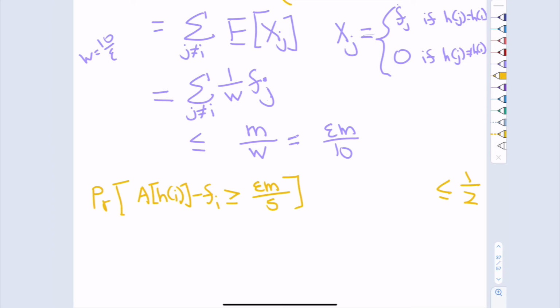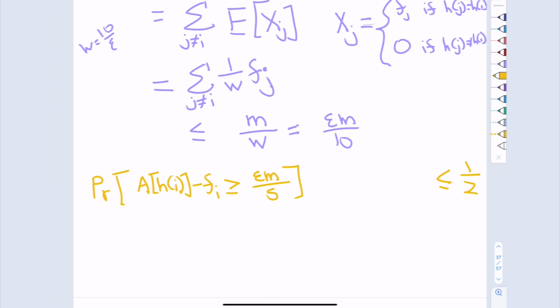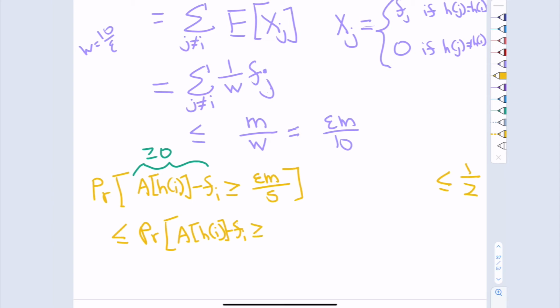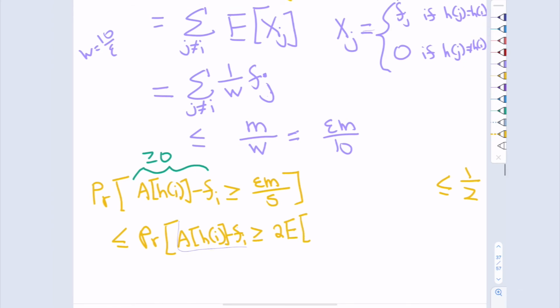Yes, use the alpha. Okay, so this is Markov's inequality. This represents twice the average. And one thing that's really important that we probably took for granted is that this term is always non-negative because we're only overcounting. That's subtle but important. So this is really saying what's the probability that the error is more than twice the average.